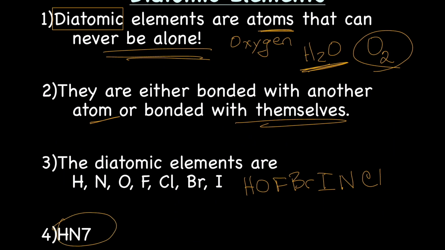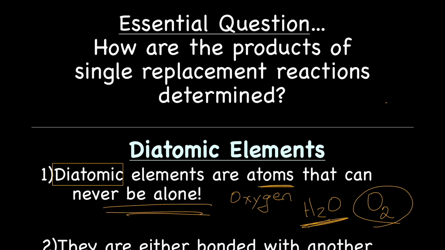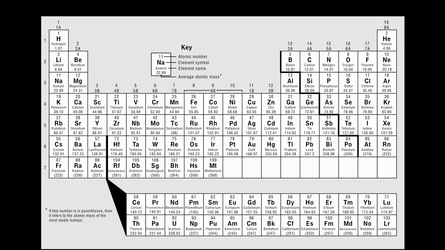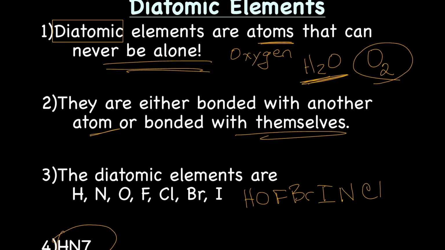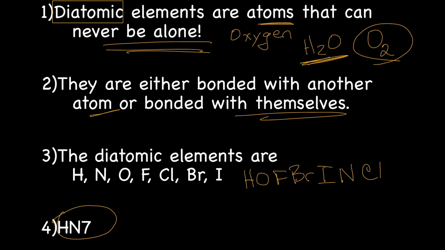I use HN7. The diatomic elements, looking at the periodic table, start with H, then go to N, and in a line shaped like a 7, the rest of them. So let me show you on a periodic table what that would look like. We start with hydrogen, then nitrogen, oxygen, fluorine, chlorine, bromine, and iodine: HN7. It doesn't matter which way you use to remember, but you need to remember these.